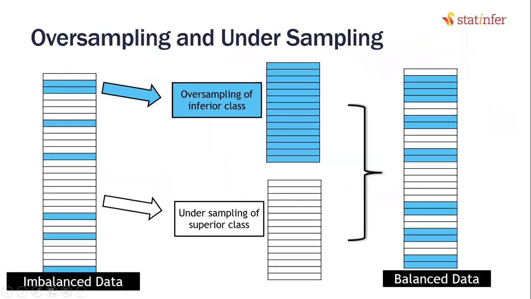What are we going to do? Imagine these blue ones are class 1, remaining all are class 0. The white ones are class 0. Now what we need to do? Oversample the inferior class, maybe 2 times, 3 times, or 4 times. Oversample the inferior class, undersample the superior class. Let's say 90% is there, only take half of it. Then you will have the balanced data.